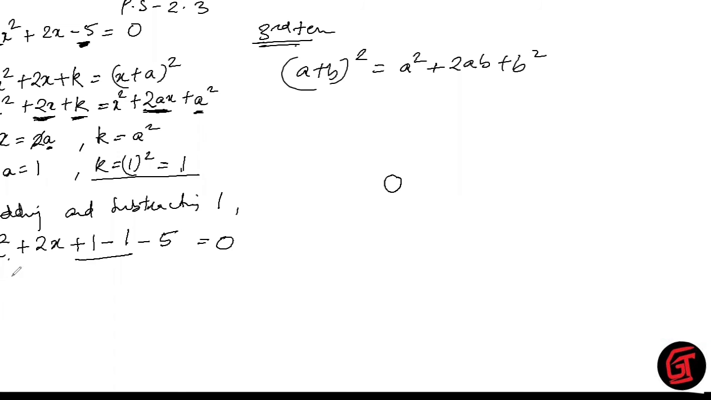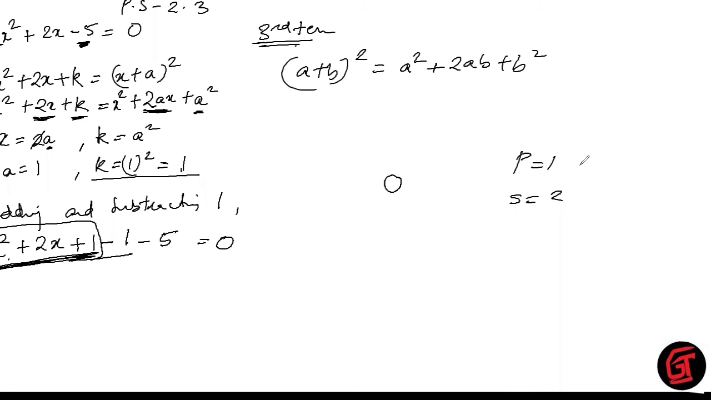x square plus 2x plus 1 minus 1 minus 5 is equal to 0. Now if you see this part, only this part can be solved. This is x square plus 2x plus 1, where 1 is your product and 2 is your sum. So we can think of two numbers. Only see this equation.